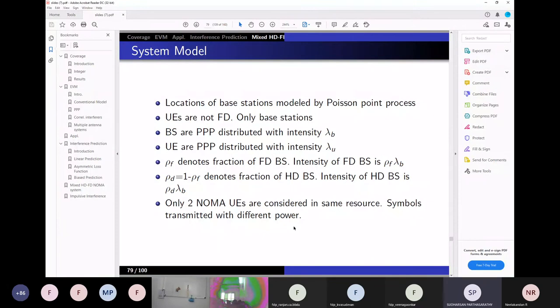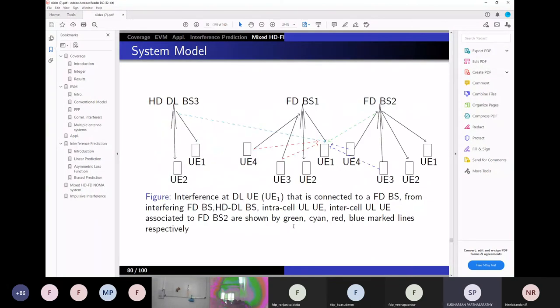Next slide. So this is the system model. You have full duplex base station BS1, connected to four UEs, UE1 to UE4. UE1 and UE2 are in downlink, UE3 and UE4 in uplink. So UE1 and UE2 are in NOMA downlink, and UE3 and UE4 in NOMA uplink.